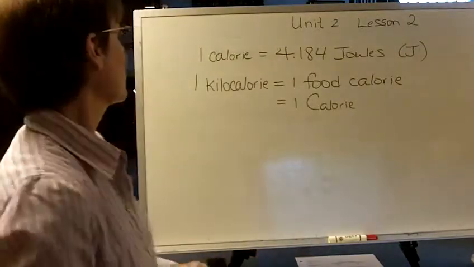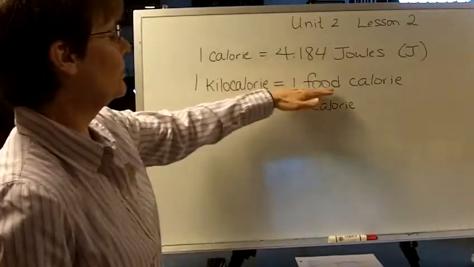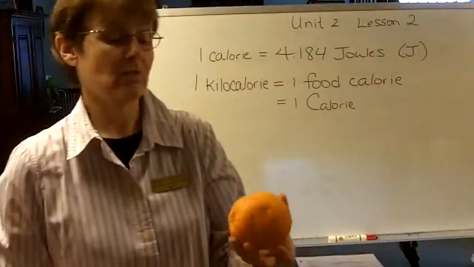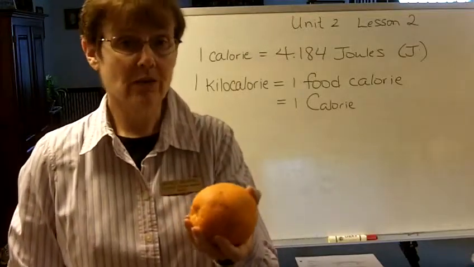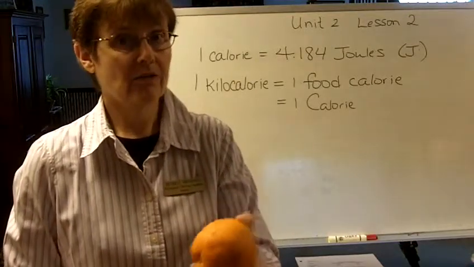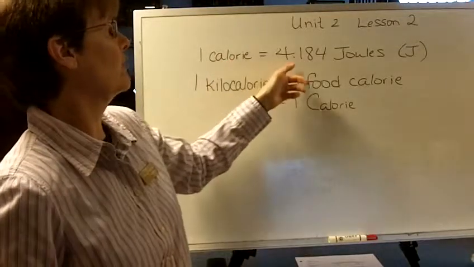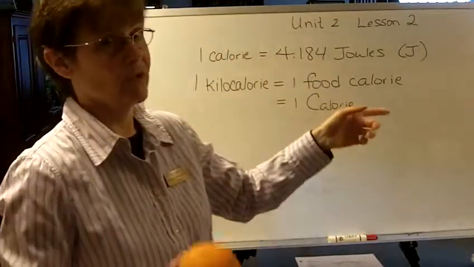But anyway, a kilocalorie is a food calorie, so if I wanted to say that this is 100 food calories, that makes it 100,000 of these calories, and it makes it 4,184 joules worth of energy in this orange.